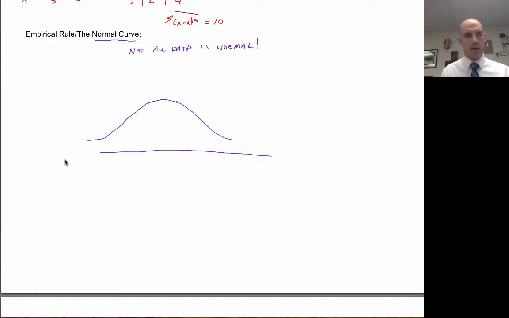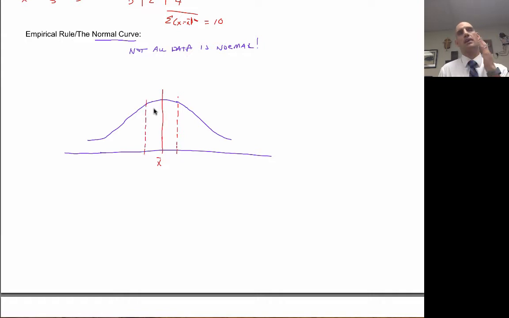So I've got my curve here, and it's symmetrical. That line is just not good, guys. Gotta move this up. There we go. That's closer. And so my empirical rule says this. I've got my mean right here. And on either side of that mean, as I move out a certain number of standard deviations.